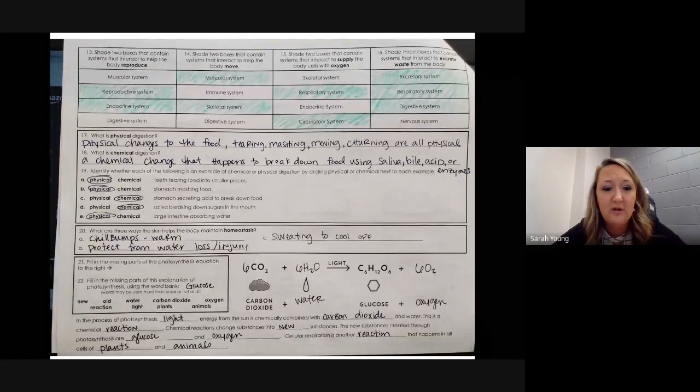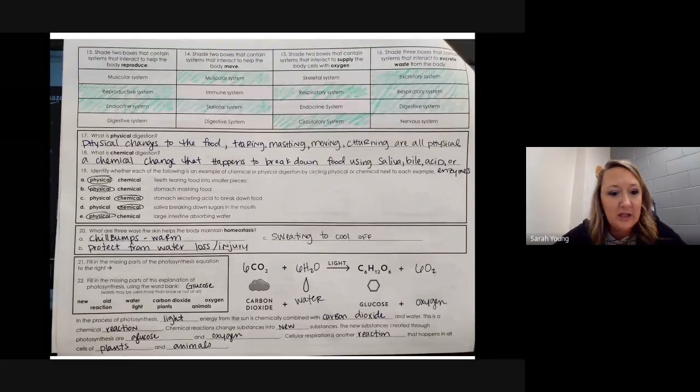Okay? All right. Speaking of the intestinal tract, let's talk about physical and chemical digestion. Remember, the main thing you need to remember is that physical digestion involves physical changes to the food. Remember last year when we talked about physical and chemical changes. It's the same thing when it comes to digestion. Physical digestion is a physical change to the food. These are going to be words like tearing, mashing, moving, churning. Those are all physical.